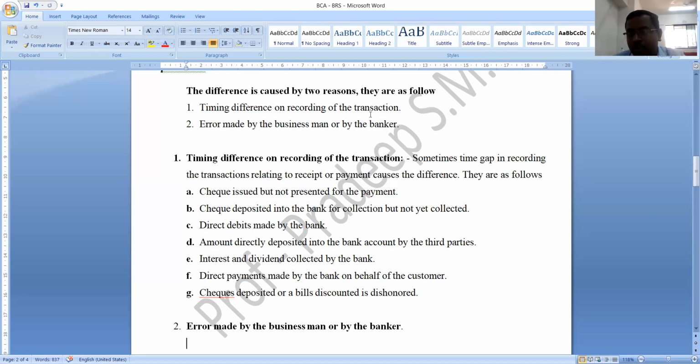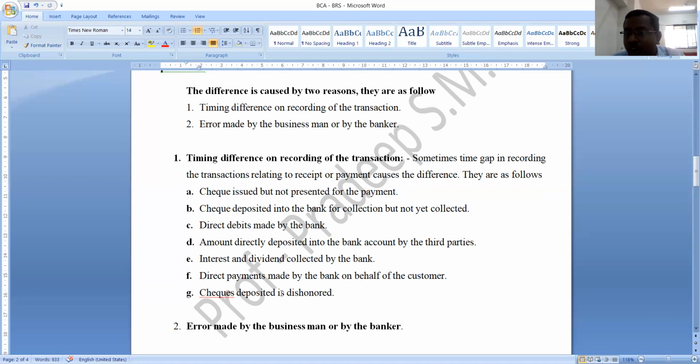It causes the difference between cash book balance and passbook balance. The next one is check deposited is dishonored. Check deposited is dishonored. What does it mean? You deposited a check into the bank and immediately you recorded that particular transaction in the cash book, but that particular check is bounced.